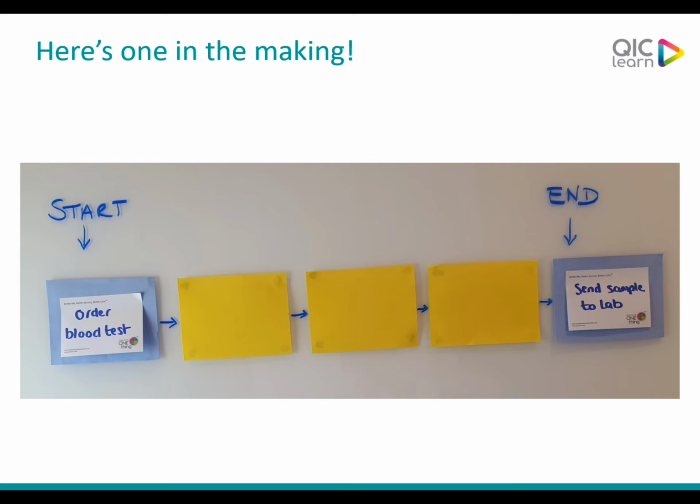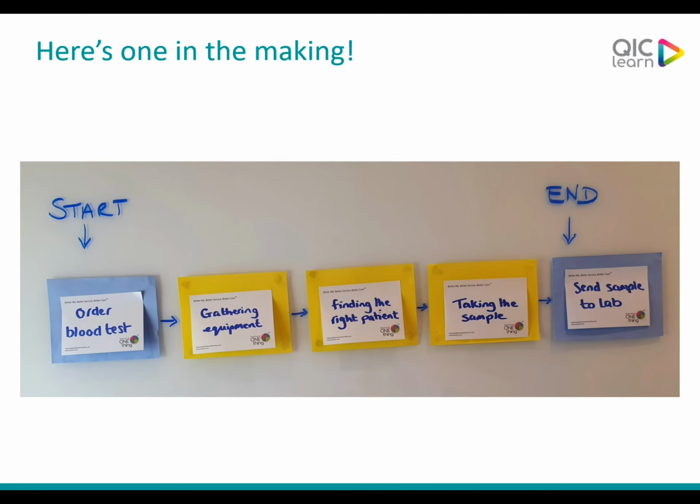I then added in the big steps. The ones I chose were gathering equipment, finding the right patient, and taking the sample. But when I reflected on what I'd written, I recorded what should happen, not what actually happens. So I replaced the words gathering equipment with searching for equipment, as this is what I actually spend most of my time doing. As you can see, this map is straightforward and easy for anyone to follow.